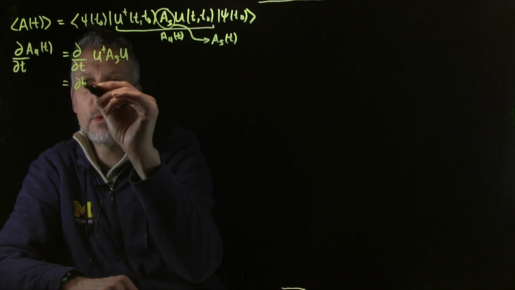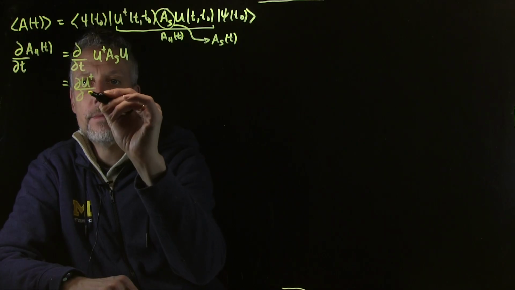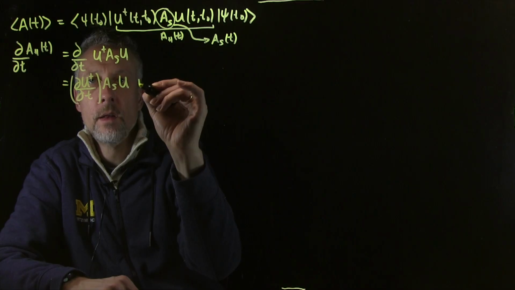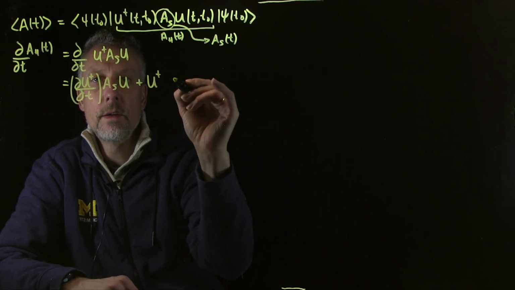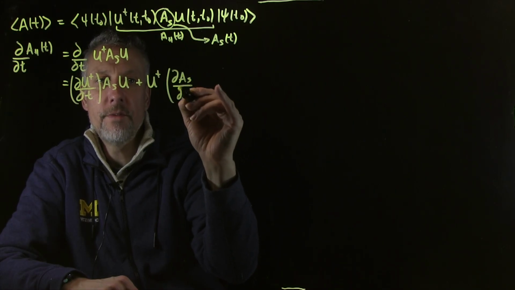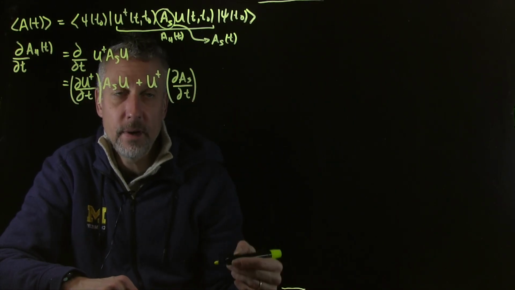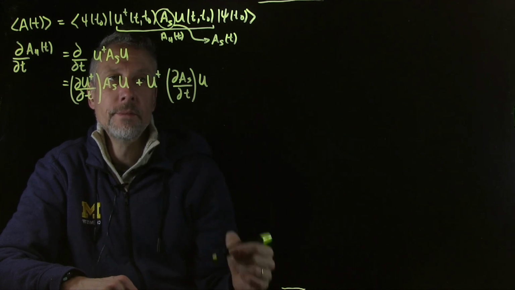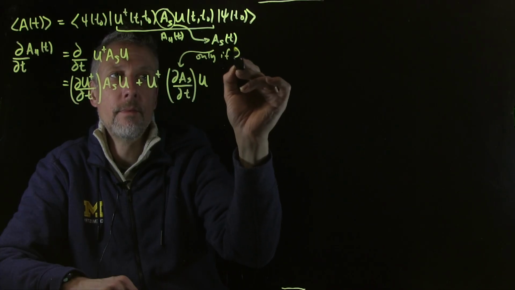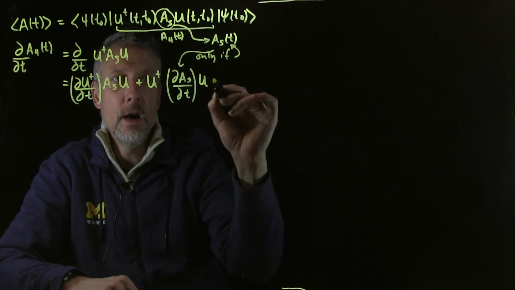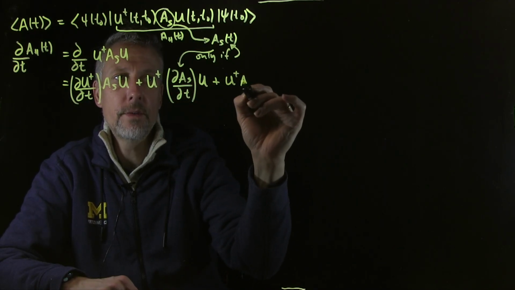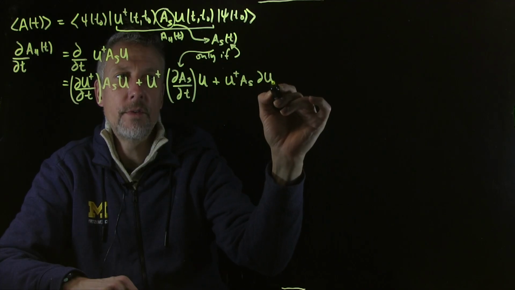The first term will be dU dagger/dt times the product of the other two, plus U dagger times the derivative of the inner one. And remember, if the Schrödinger picture operator doesn't have time dependence, this term goes away. Only if you have this. Then the third term is U dagger A_S times the time derivative of U.